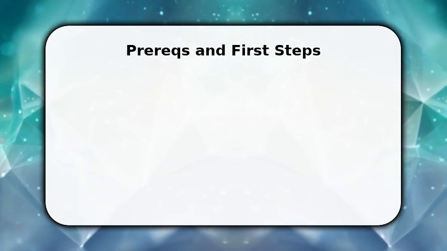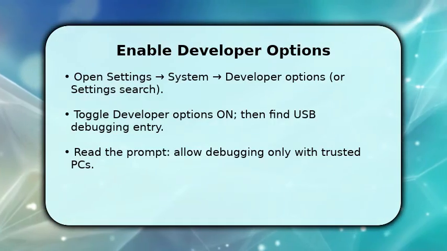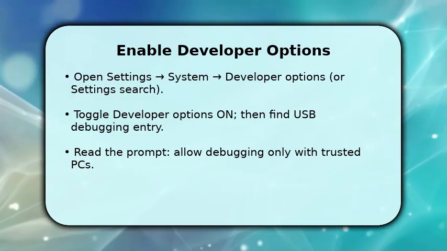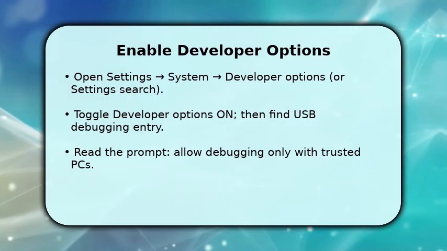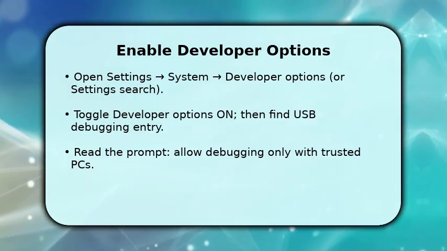You now enable developer options and locate USB debugging. In Settings, go to System or search for Developer. Turn the developer options toggle on. Scroll to the debugging section and tap USB debugging.